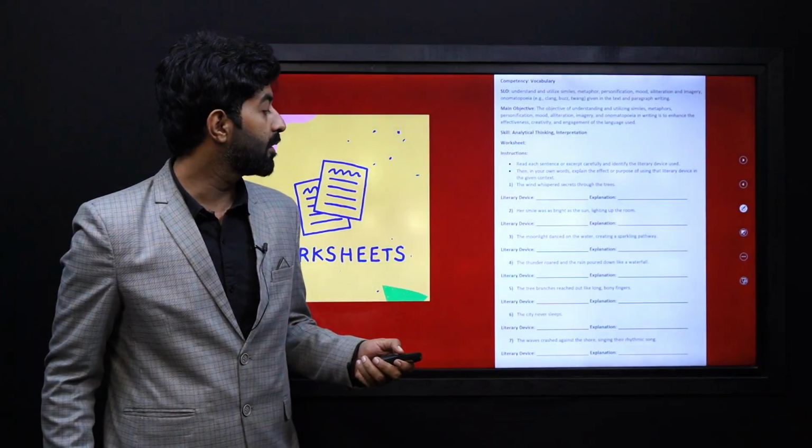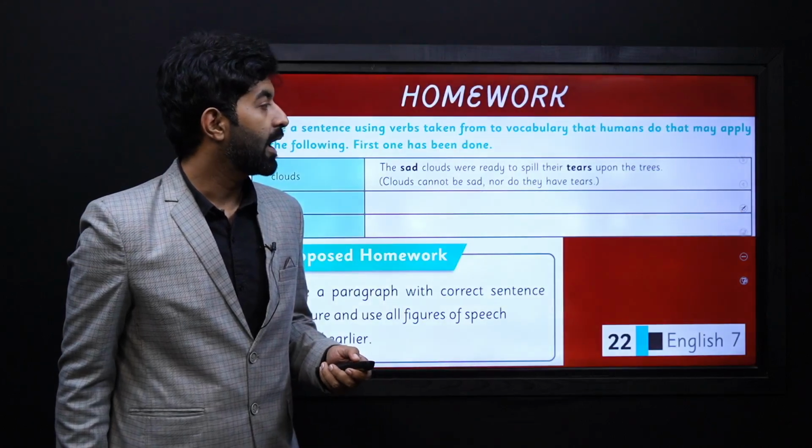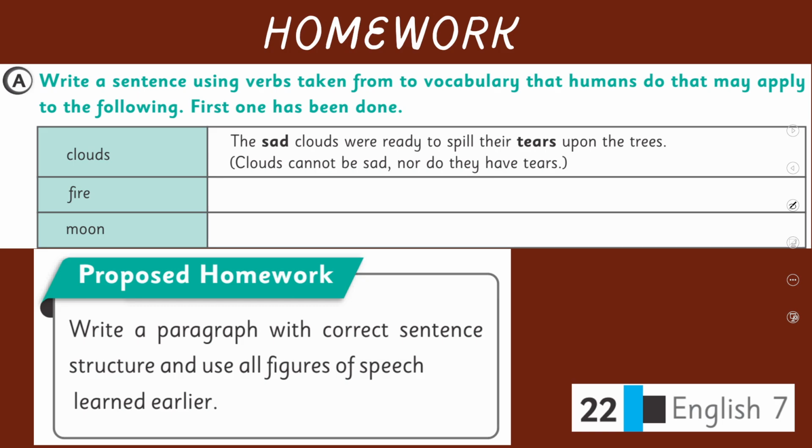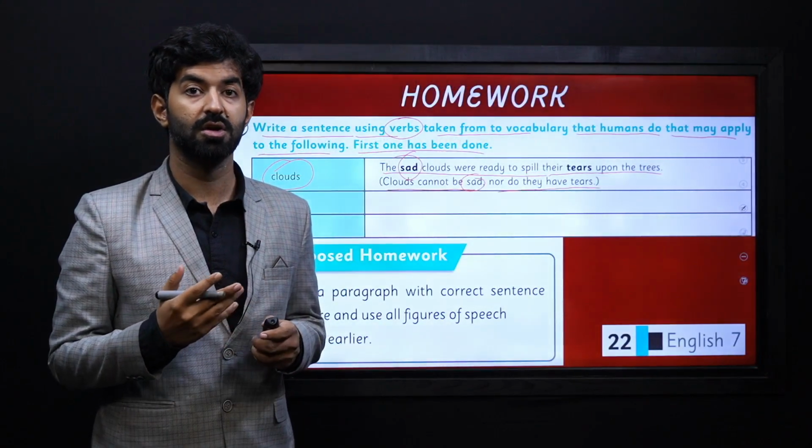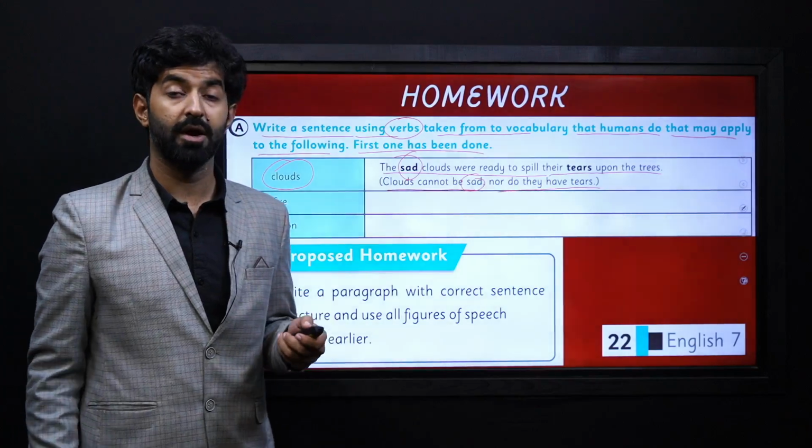Now this is your worksheet, and for your homework from page 22, you have to write a sentence using verbs taken from vocabulary that humans do that may apply to the following. First one has been done. Let's say clouds. The sad clouds were ready to spill their tears upon the trees. Clouds cannot be sad, nor do they have tears. So we gave this human quality of being sad to the clouds. You can solve the rest of them by yourself.